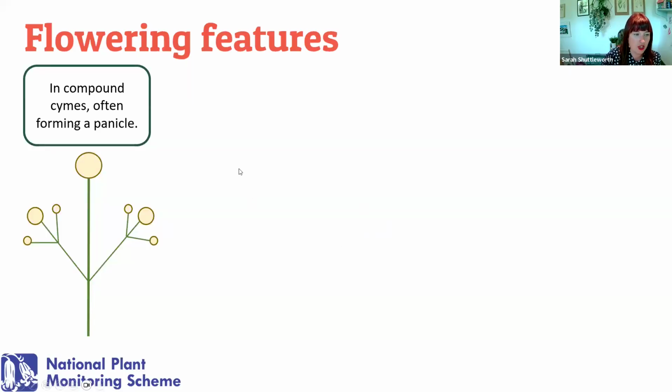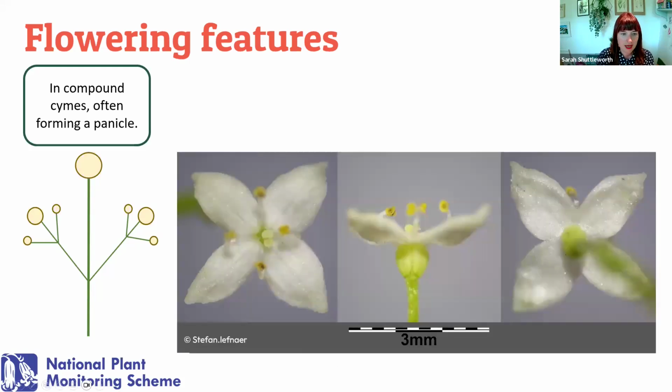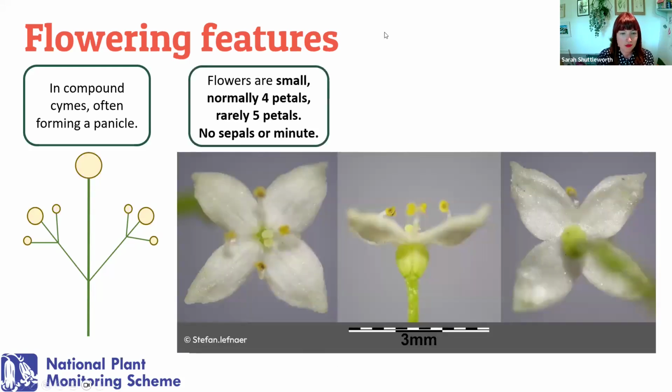So the flowering features: they come in compound cymes, but don't worry too much about that word. Essentially it's a kind of panicle of flowers at the top, which is the most usual. The flowers themselves are quite small, and they have 4 petals, except in wild madder, which has 5 petals. All the rest, I believe, are 4-petaled. So just that one random outlier, which is quite often the case with this sort of thing.